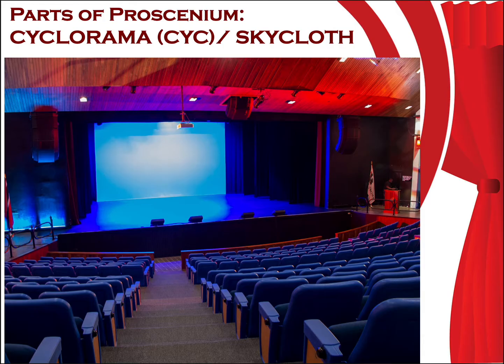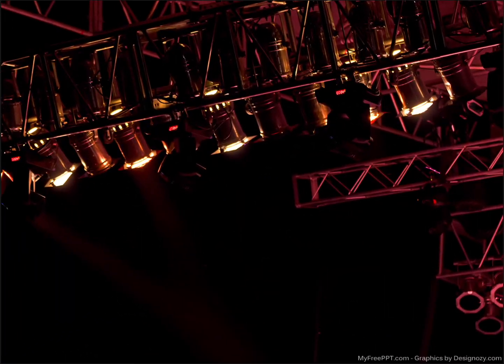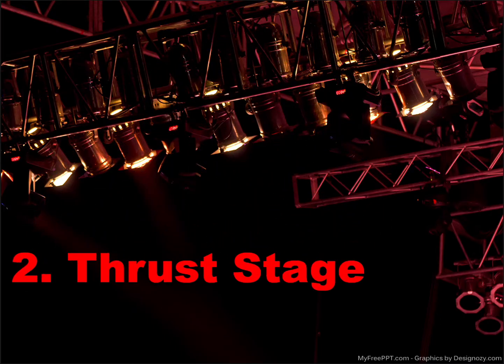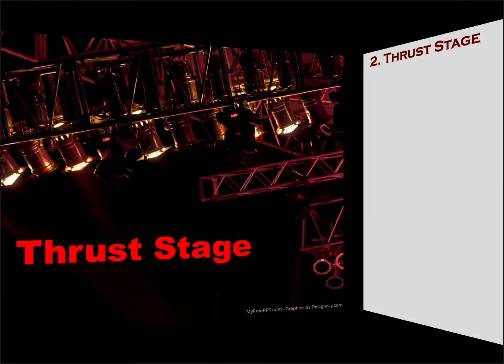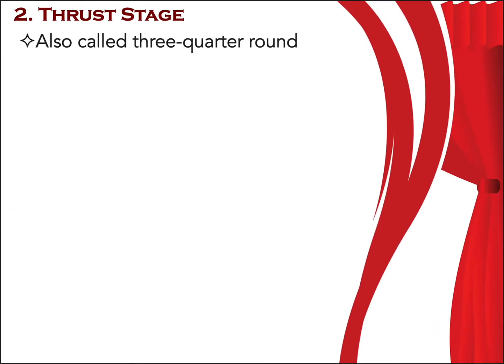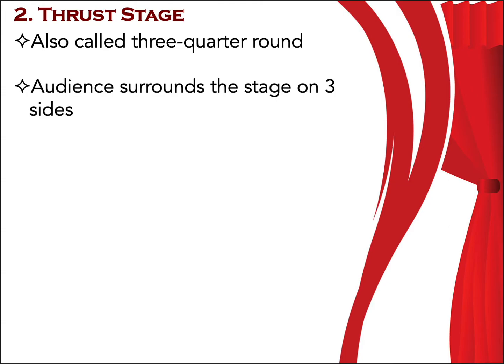So that's it for the proscenium. For now, we are going to go on to another type of stage, which is the thrust stage. So now the thrust stage is also called 3/4 round, and it is because the audience surrounds the stage on 3 out of 4 sides, so 3/4.